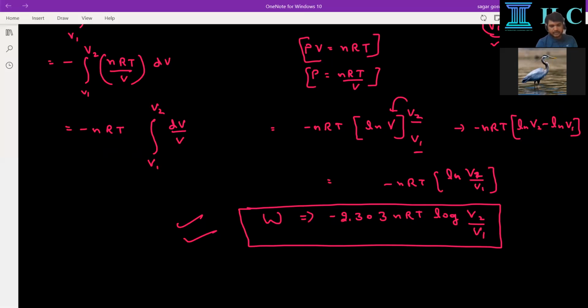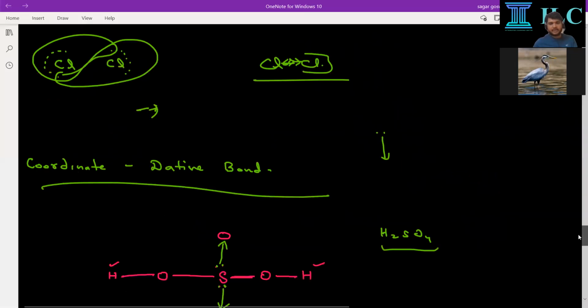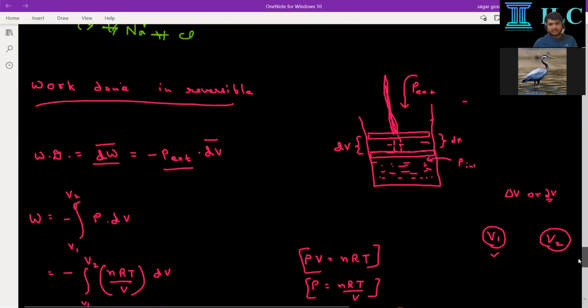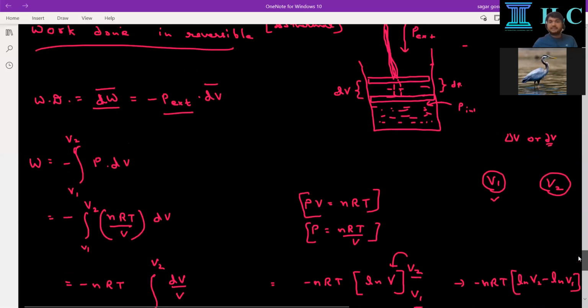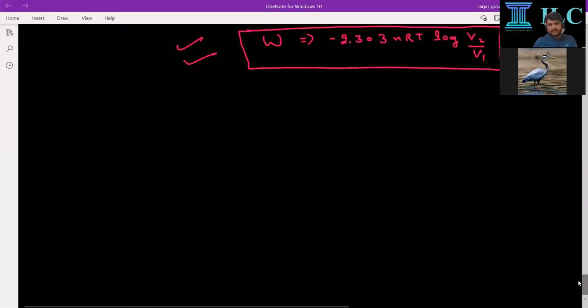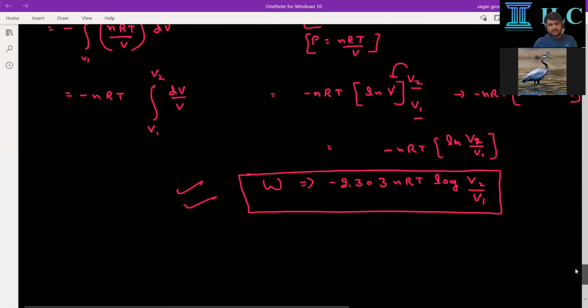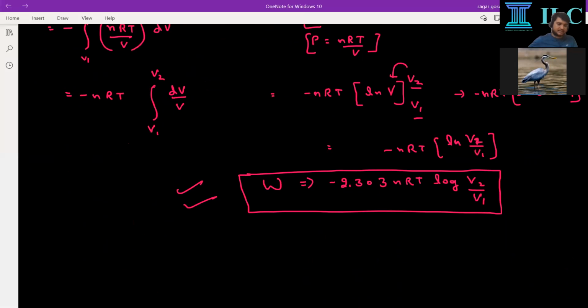So what we have just done here is find out the work done in the isothermal process. Isothermal means when you are not changing the temperature, when your temperature is constant. So this is your isothermal process, and is it reversible or irreversible? It's reversible. It can come back as well. We have studied this for the reversible process.